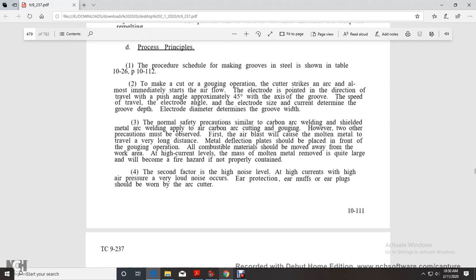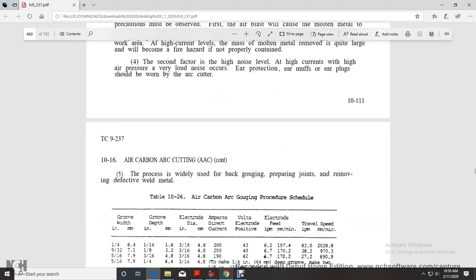Normal safety precautions similar to carbon arc welding and shielded metal arc welding apply to air carbon arc cutting and gouging. However, two other precautions must be observed. First, the air blast will scatter molten metal. Large metal deflection plates should be placed in front of the gouging operation, and combustible material should be moved away from the work area. At the high current level, the mass of molten metal removed is quite large and will be a fire hazard if not properly contained. The second factor is high noise. High currents and high air pressure cause very loud noise, so ear protection, earmuffs, and ear plugs should be worn by the arc cutter.